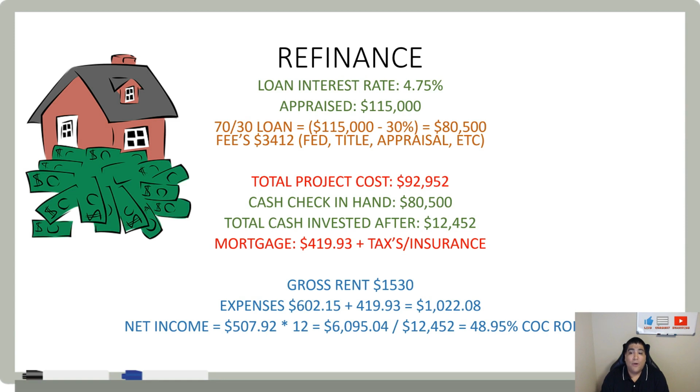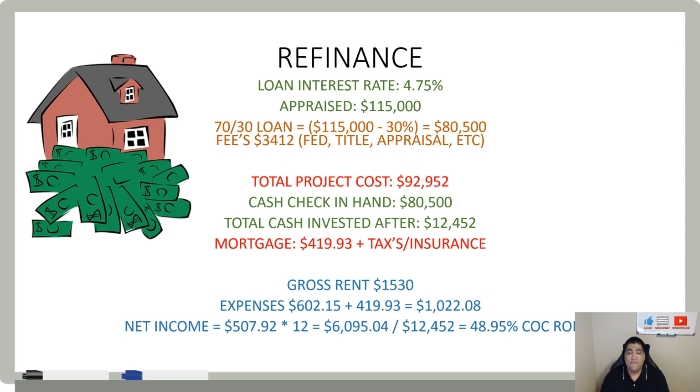So my total project cost for this home was $92,952 that I had into this deal. I was able to get cash in hand of $80,500. After closing, they wired me an amount of $80,500. I bought the home for $76,500, and I came out with cash in hand of $80,500.